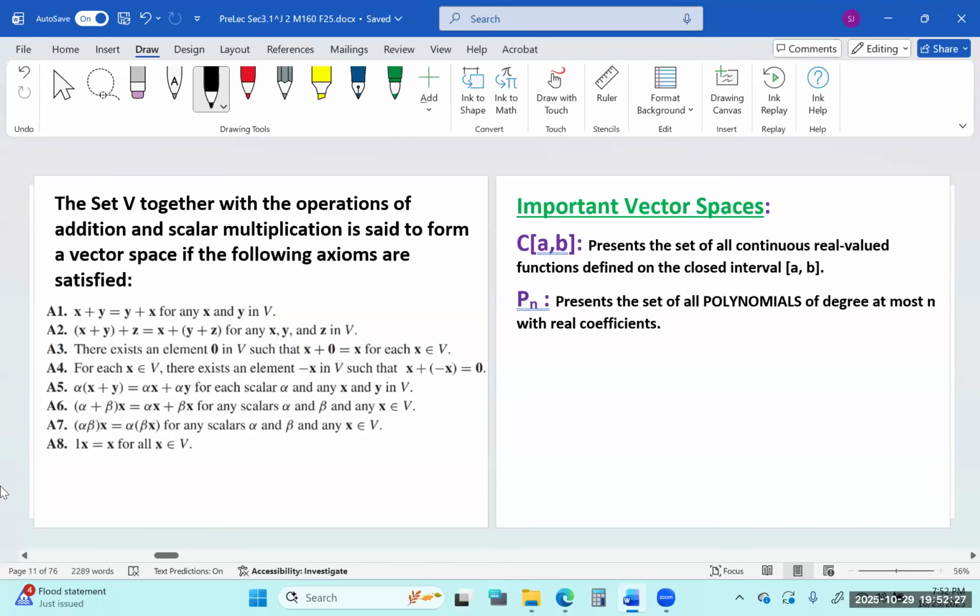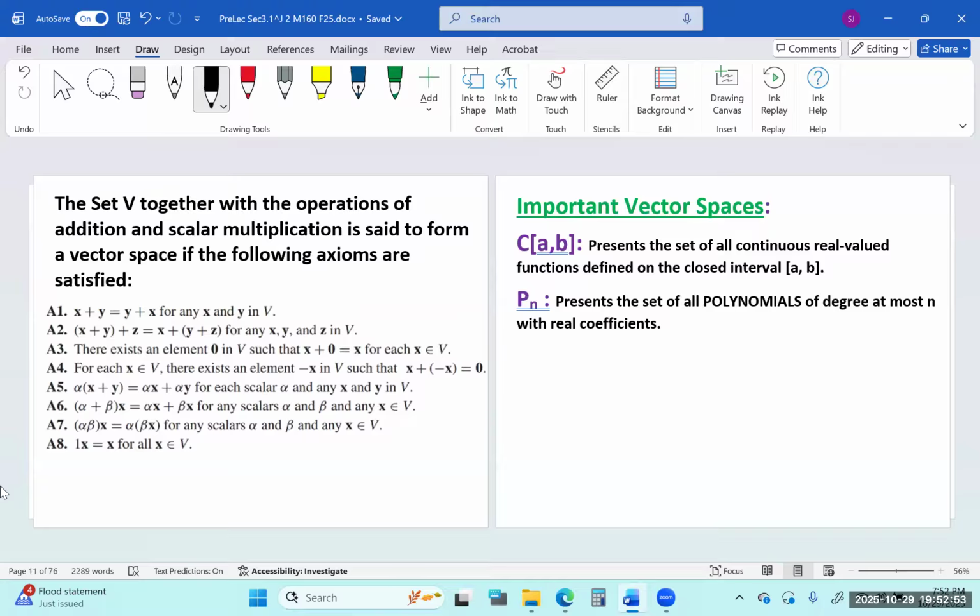Some examples of vector spaces: R2 is a vector space. R3 is a vector space. The number line itself is a vector space. The set of all continuous functions in a closed interval is a vector space. The set of all polynomials is a vector space. So with R3, you take any vector from R3, add them, it will be in R3.